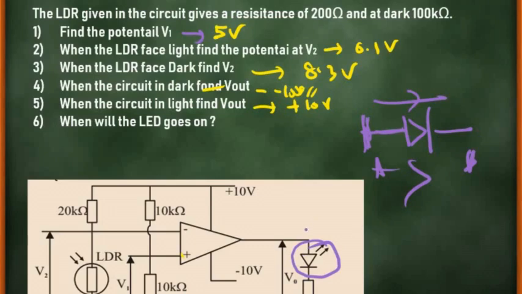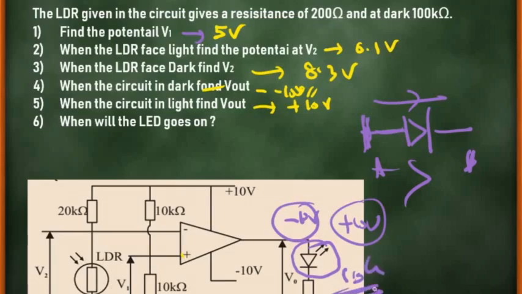So here the potential, let's say initially it's minus 10 volt and plus 10, we have two values. At dark it's minus 10, you can see that. So when it's dark it's minus 10 volt, and at light it's plus 10 volt. So you can see it goes on at light, right? That is our answer.